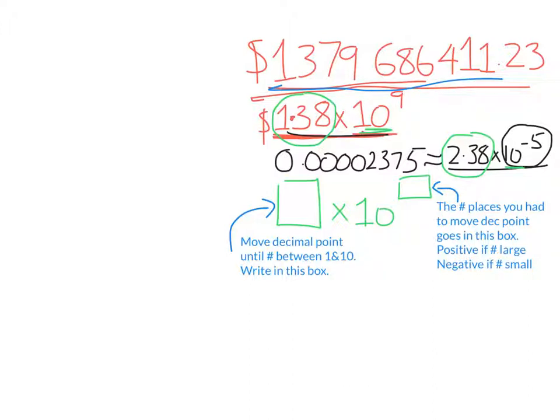So this is how you write a number in scientific notation. You just take the number and move the decimal point until the number's between 1 and 10, and then you write it in the first box. And then the number of places you move the decimal point goes in this second box. If the original number was large, the number that goes in the box is positive, and if the original number was small, it's negative. Let's look at a few examples.